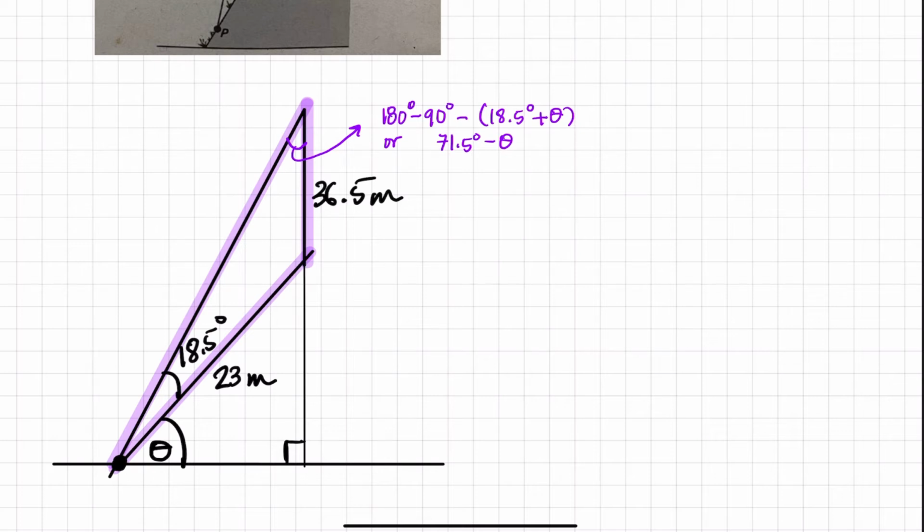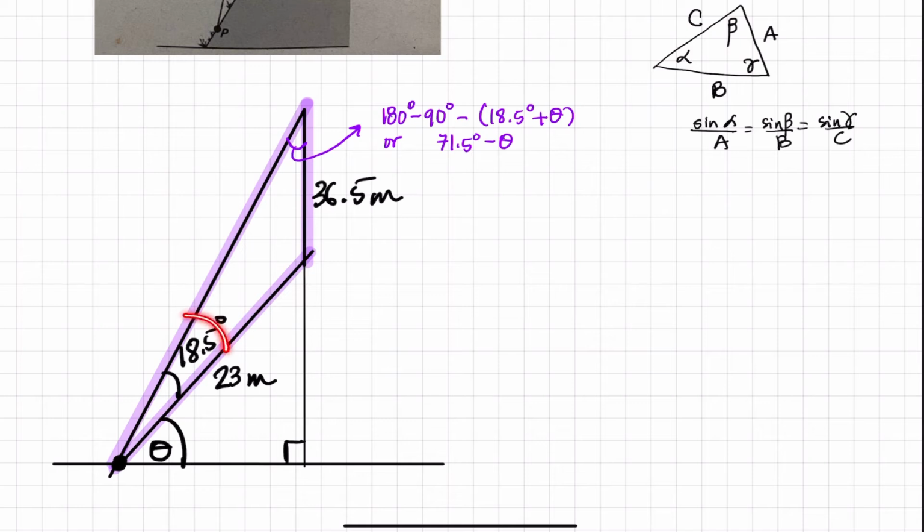Ano bang sinasabi ng sine law ulit? Meron kang alpha, meron kang beta, meron kang gamma, katapat ni alpha is A, katapat ni beta is B, katapat ni gamma is C. Sinasabi niya is sin alpha over A is equal to sin beta over B equal to sin gamma over C. So, sin ng angle divided by katapat, equal sa sin ng angle divided by katapat. So, gagawin natin yan dito.